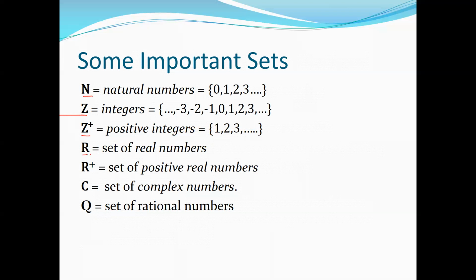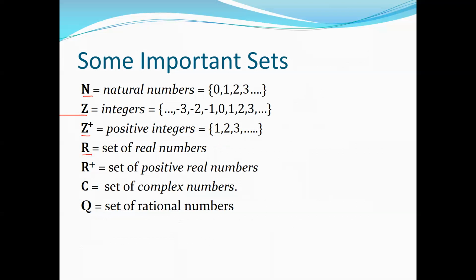The symbol R is used for the set of real numbers. What are the real numbers? We know that it's the collection of the rational numbers as well as the irrational numbers. All the fractions, all the integers, whole numbers, natural numbers, all come in the real numbers, right? So the set of all real numbers is represented using R.